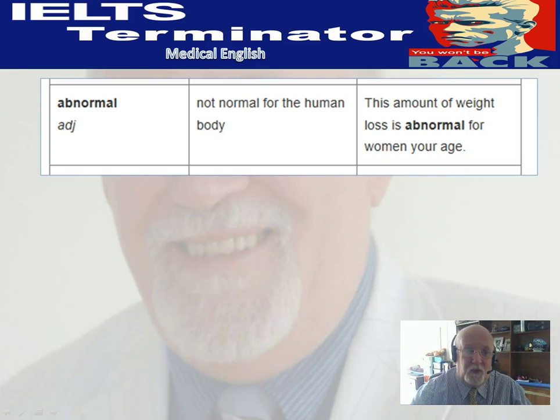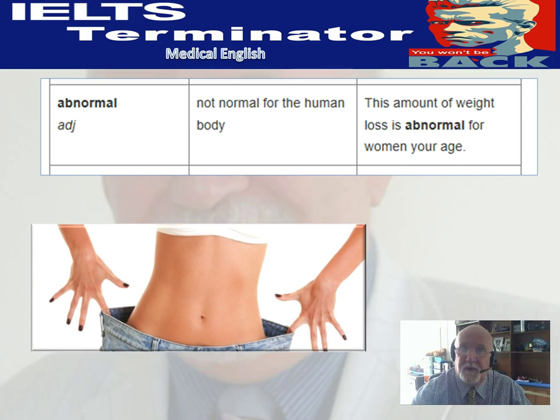Okay, here's a word we sometimes hear, abnormal. Abnormal. It's an adjective describing something. It means not normal for the human body. For example, somebody might come to us with a huge weight loss, and we might say, this amount of weight loss is abnormal for women your age. Abnormal.